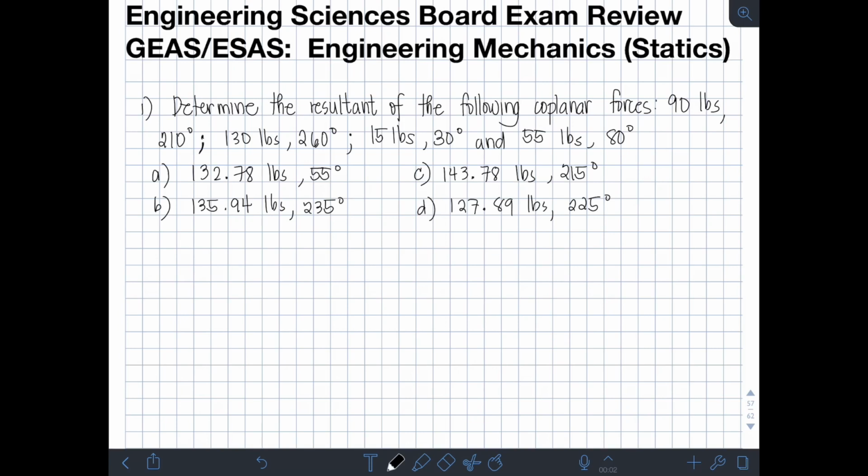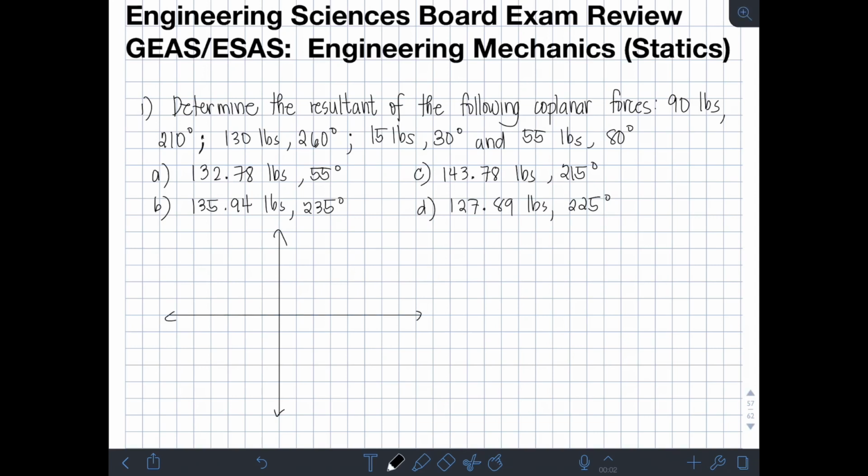Okay, so pag maghanap tayo ng resultant ng forces, pwede natin gamitin yung analytic method. That is, isasum up natin yung horizontal at vertical components nila. Para ma-visualize natin yung position ng mga forces natin, isi-graph natin yung mga forces sa rectangular coordinate system. Okay, so draw tayo ng rectangular coordinate system.